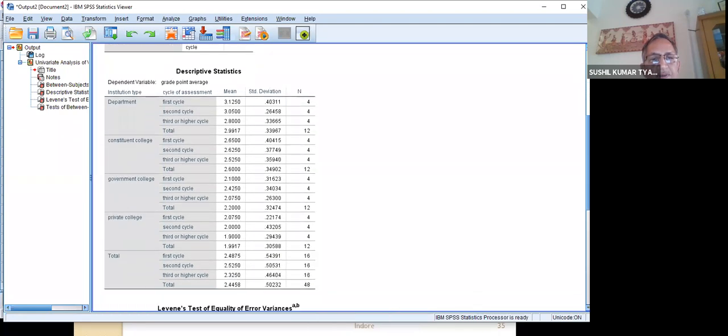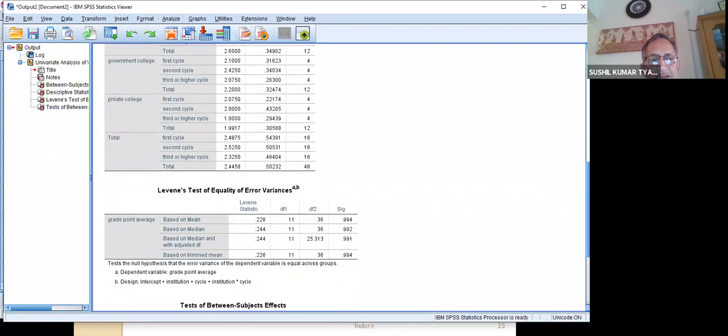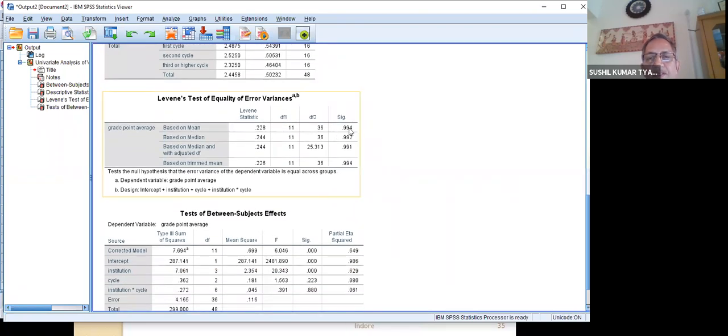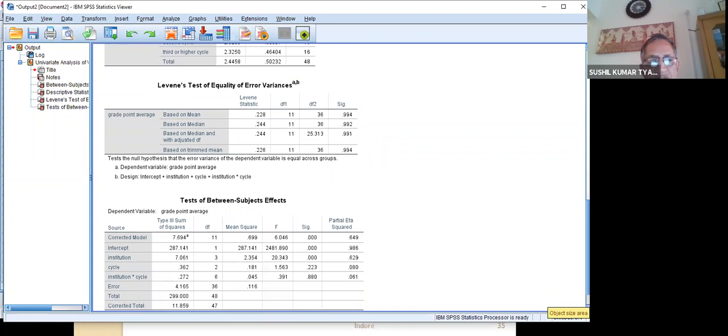So this is descriptive statistics. We will not read it right now. This is Levene's test of error variance. The significance value is greater than 0.05. Therefore, the assumption holds.